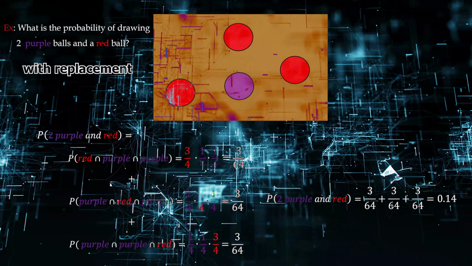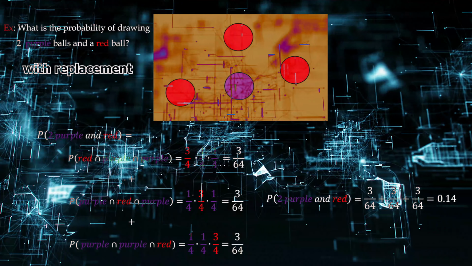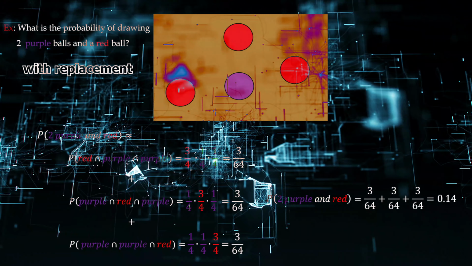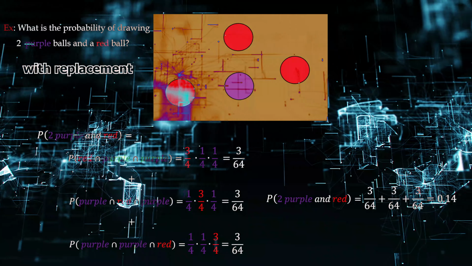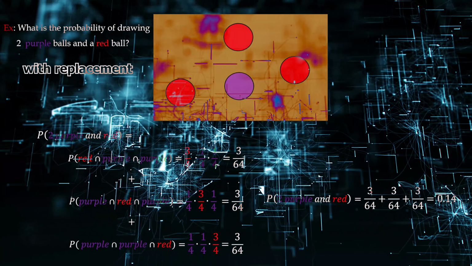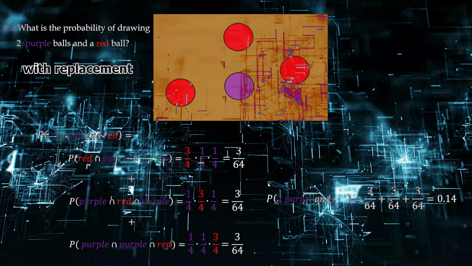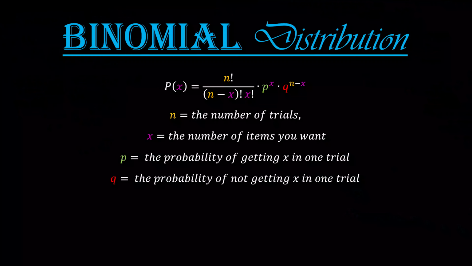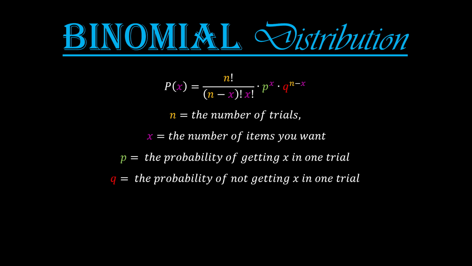Now you can imagine these computations can get vigorous if I have 10 or even 100 trials. Imagine finding all the ways you can arrange 100 items and then calculating the probability of each of them. And then we would have to sum them all. This is where the binomial distribution formula comes in handy, where n is the number of trials, x is the number of items you want, p is the probability of getting x in 1 trial, and q is the probability of not getting x in 1 trial.